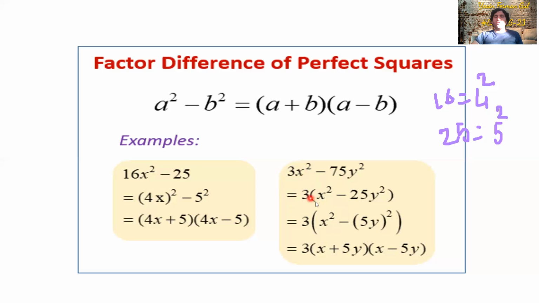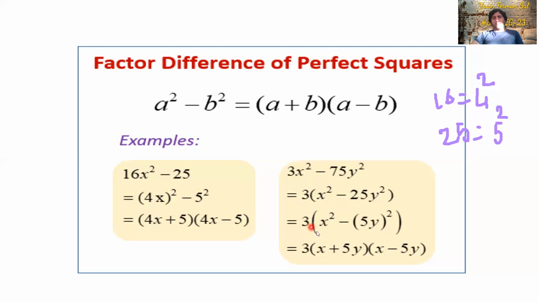Why? Because if I do an inverse operation here, when I multiply this, 3 times x squared will be 3x squared, 3 times 25y squared will be 75y squared, right? So that's why this is the simplified form of this, right? I took it in the bracket of 3. Okay, I will continue now.